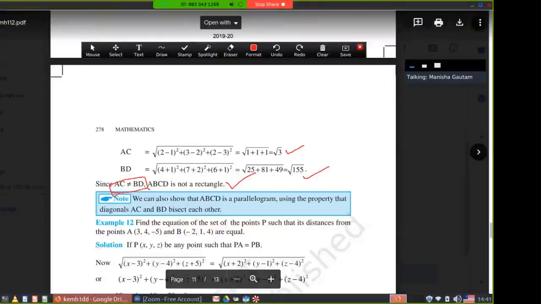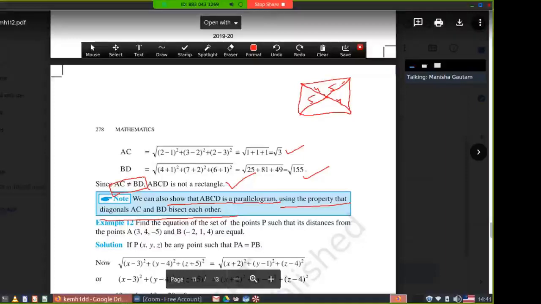Here one property is also written in the note. We can also show that ABCD is a parallelogram using the property that the diagonals AC and BD bisect each other. As you know, in a parallelogram the diagonals are unequal, but they bisect each other. If the whole is 8, then it is 4 and 4. If it is 10, this is 5 and 5. It means these diagonals intersect and bisect each other.